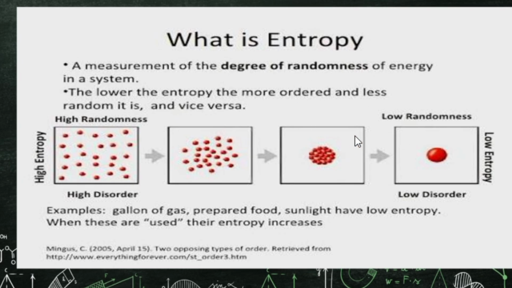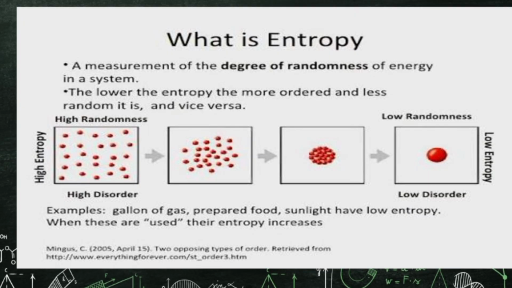Now, let's look at this picture. On the left side, mapapansin natin na kalat-kalat ang particles, since random ang arrangement nila. This represents high entropy, meaning mataas ang disorder. Habang papunta tayo sa right side, mas organized siya. Mas organized ang particles. That represents low entropy.